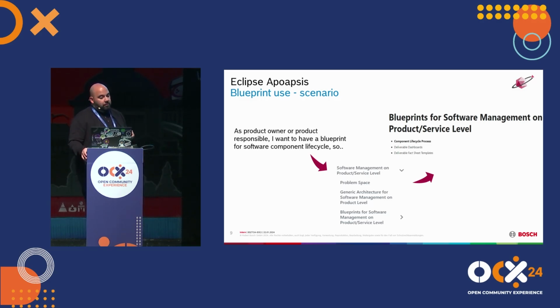Here is an example of what I've just mentioned. For example, you're a product owner or a product responsible, and you want to have a blueprint for software component lifecycle. So you go to the Eclipse Apoapsis guidance page, you go to part B where all of the setups are stored, and you pick the section that's relevant for what you really need. And from there on, whether you focus on the problem space, the generic architecture or the blueprints, that is completely up to you. However, the blueprints are really our focus as of now, and we try to collect as many blueprints as possible.